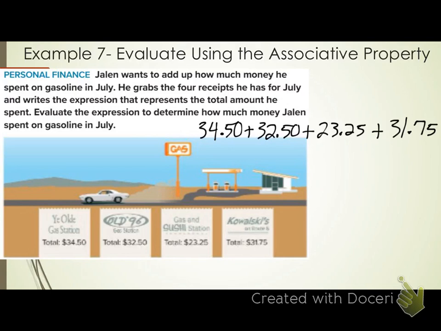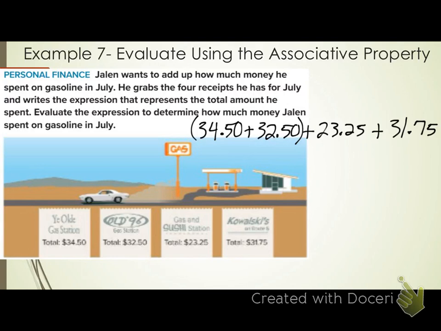Do any of these numbers look like they're going to be easier to add to one thing than the other? Give me some thoughts here. 34.50 plus 32.50. Why do you think those would be easier to add? Because the cents are the same. Yeah, the cents are the same. If I add 50 cents and 50 cents together, that's going to give me what? $1. So if I add these first two things together, or I associate them together, or group them together, using our associative property, it's going to give me a nice even dollar amount.